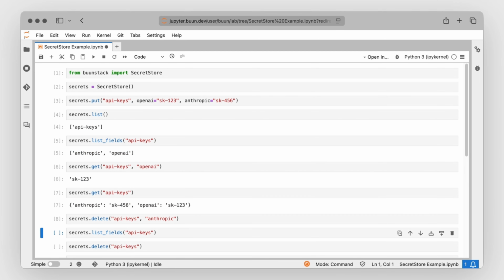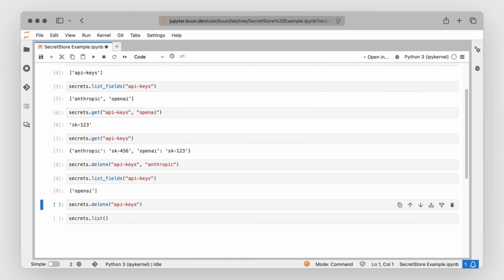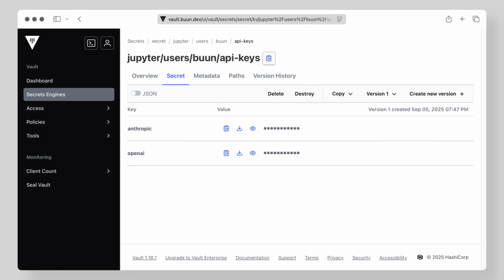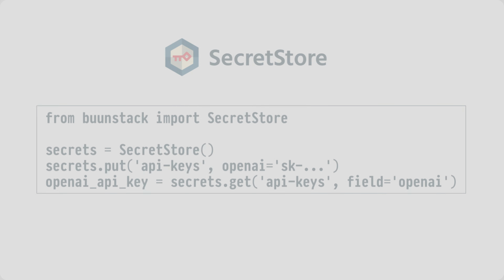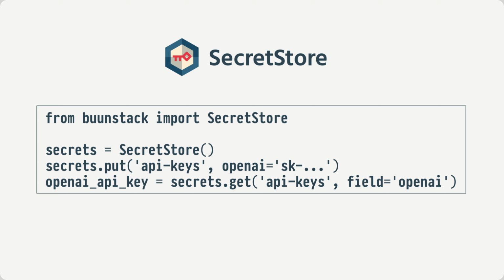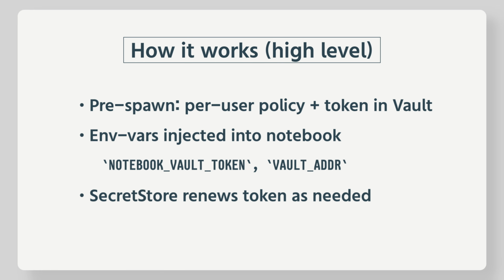Each user has a private space in Vault, and tokens renew automatically, so long runs keep working. In the Vault UI, you can see and manage your secrets easily. To use this, enable Vault during install, and pick one of the Buun Stack kernels. Those images include the Python package and handle Vault authentication automatically. It works like Google Colab or Databricks, where secrets are stored and loaded into code, and each user is isolated with full audit logs. Next, I'll show how this works at a high level.